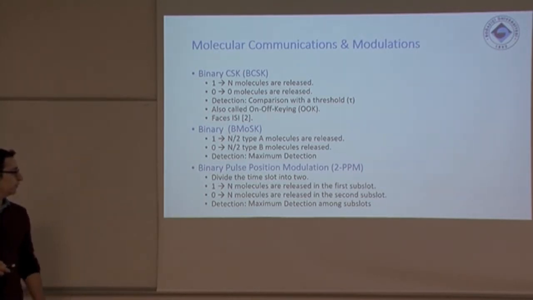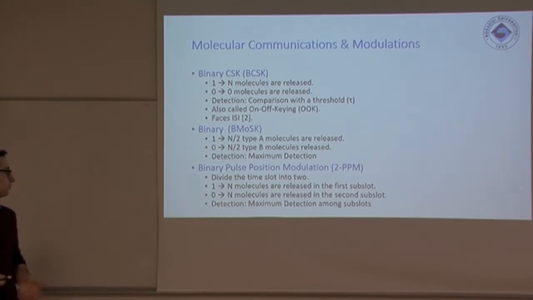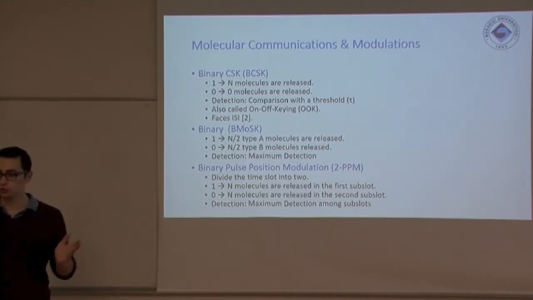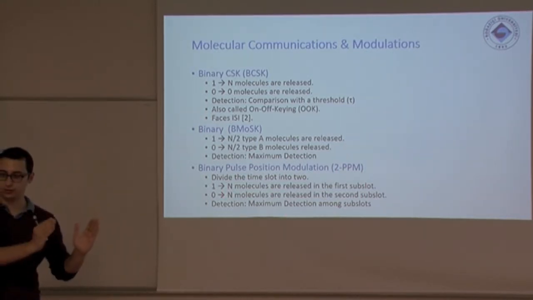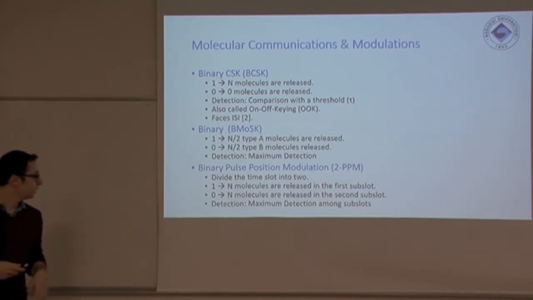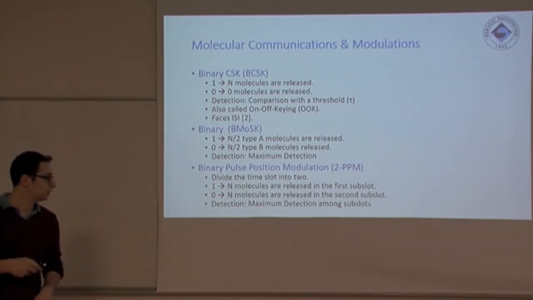As another one, we have binary pulse position modulation. In pulse position modulation, and position-based modulations in general, we divide the time slot into 2 or more subslots. So we have the first subslot and the second subslot in a bit slot, and we release the molecules in the first subslot or the second subslot. At the receiver end, we do maximum detection among subslots.